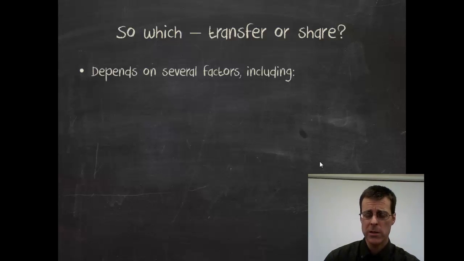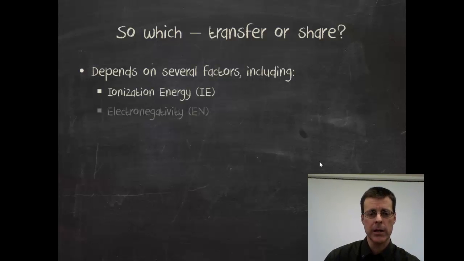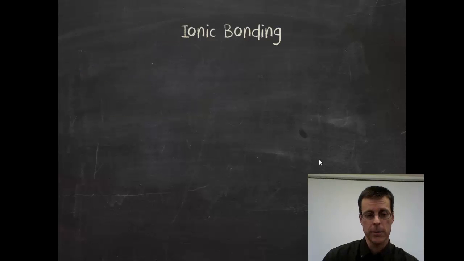Well, that depends on a few factors, including ionization energy and electronegativity, which is perfect because we just learned all about those. Now, I want you to think for a second, just take a moment, remember what ionization energy is, think about the trend, remember what electronegativity is, think about the trend. All right, here we go, ionic bonding. Now, we know that ionization energy was losing an electron. Is it related? It's related, but an ionic bond is a little bit more complicated.